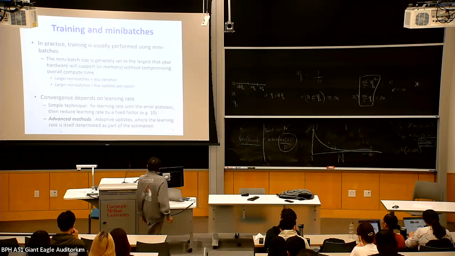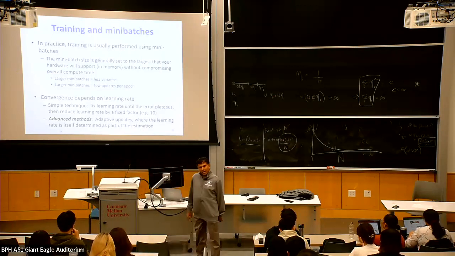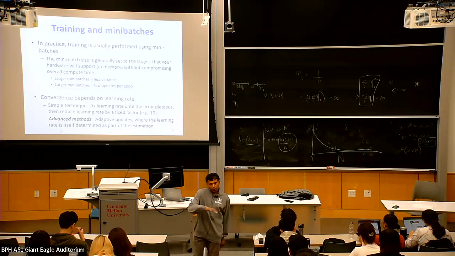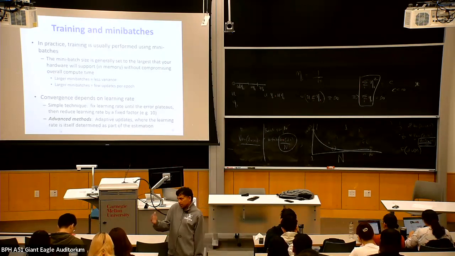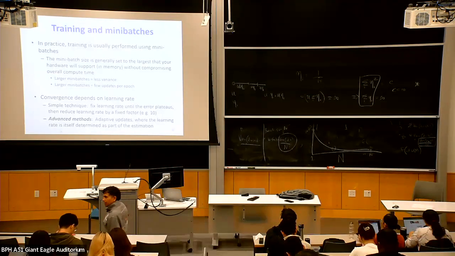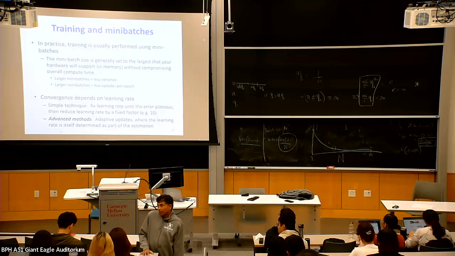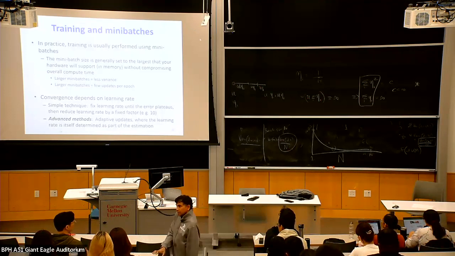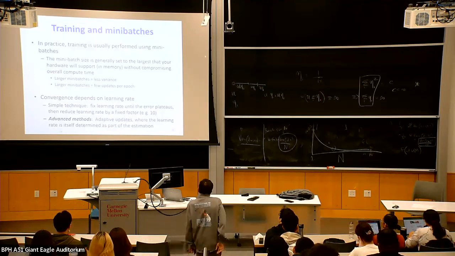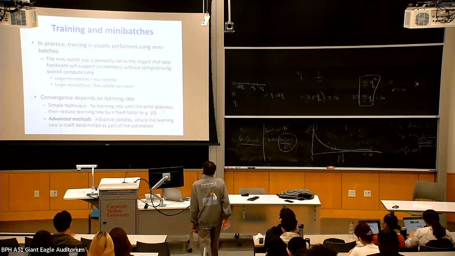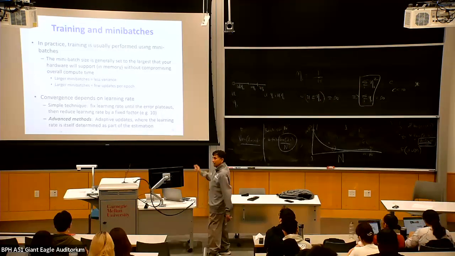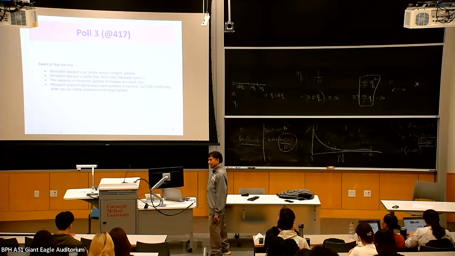Convergence depends on the learning rate. And our standard technique is to fix the learning rate for a while till things converge, and lower the learning rate till it converges, and so on. But regardless of the learning rate schedule that you use, you will find that the learning rate schedule has this property that the sum of the learning rates is large, but the sum of the squares of the learning rates is small, because it needs to have that property, otherwise things will not really converge, right? And then you have advanced methods. We have adaptive updates where the learning rate itself is determined as part of the estimation. We will look at that, but first there's a poll.